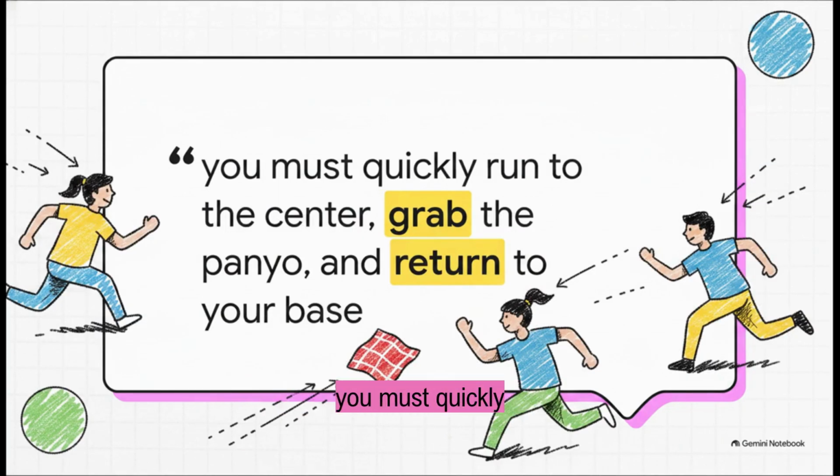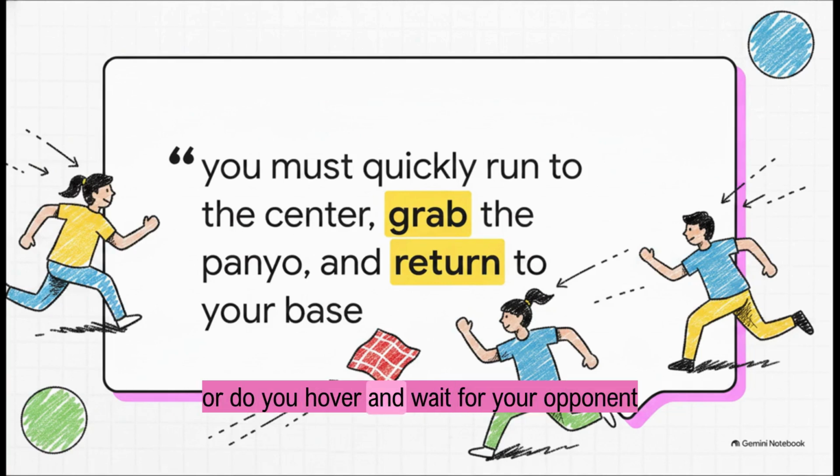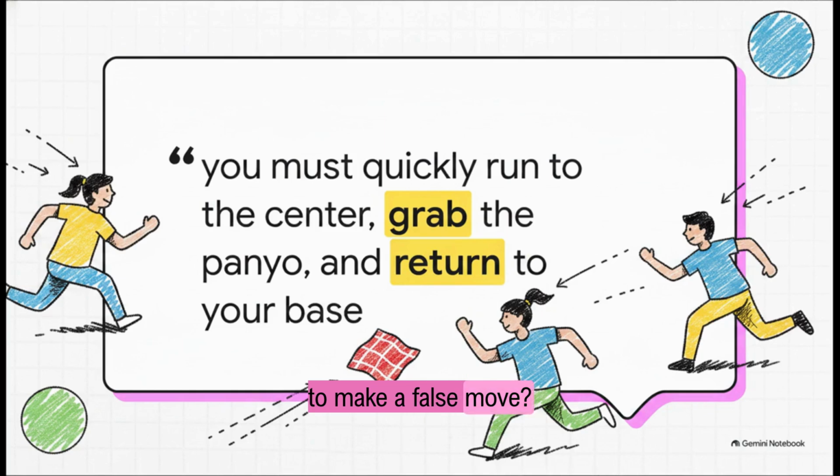When your number is called, you must quickly run to the center, grab the panyo, and return to your base without being tagged by your opponent. This is it, folks, the exact moment where your speed and your strategy are put to the ultimate test. Do you snatch it immediately, or do you hover and wait for your opponent to make a false move?